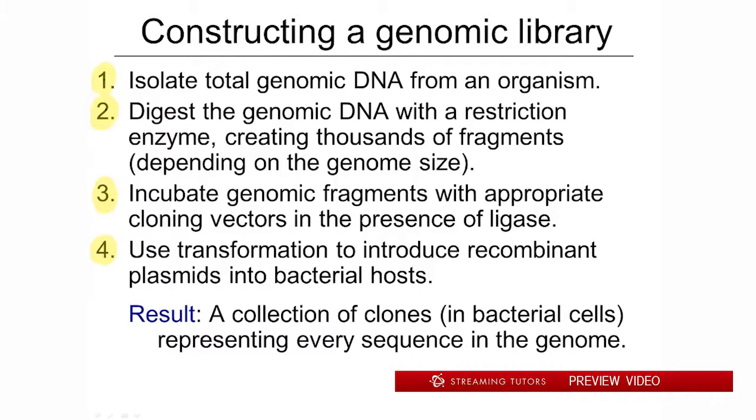And as we saw before, then you would use the transformation process to introduce these many recombinant plasmids into bacterial hosts. So what the result would be is a collection of clones, but really what it would be is a collection of clones inside of bacterial cells representing every single sequence in the genome. So in other words, one cell may have taken up a recombinant plasmid that includes one particular gene. We'll have another cell that's taken up a different one, etc., etc., etc.